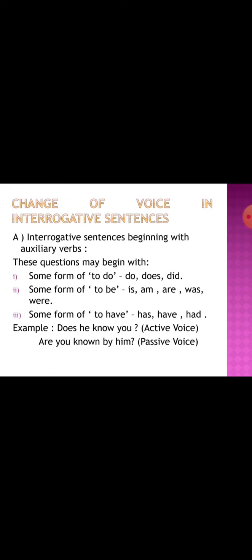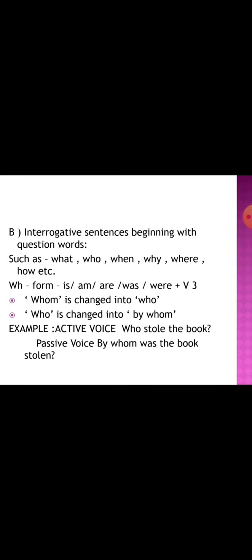There is a change of voice in interrogative sentences also. First, interrogative sentences beginning with auxiliary verbs. These questions may begin with some form of to do, like do, does, did; some form of to be: is, am, are, was, were; some form of to have: has, have, had. An example of active voice is, does he know you? When we change into passive voice, it will become, are you known by him?